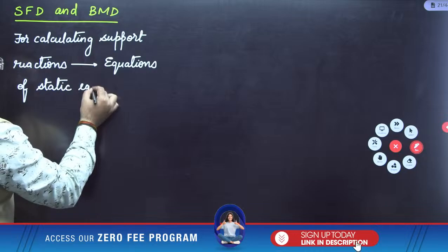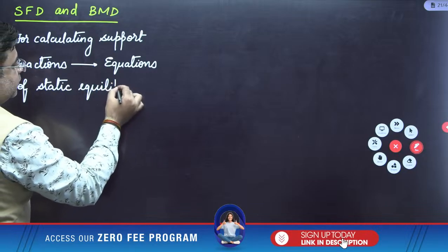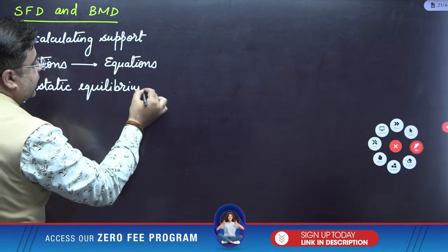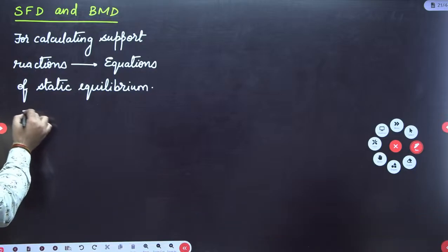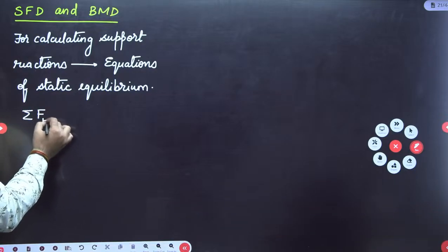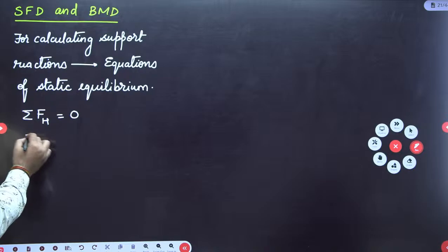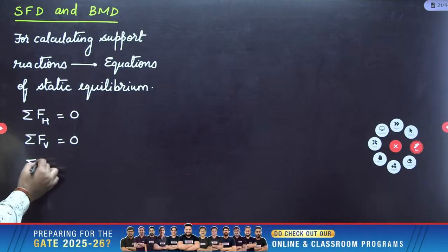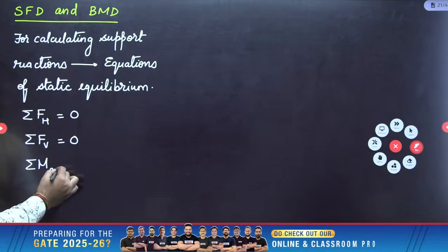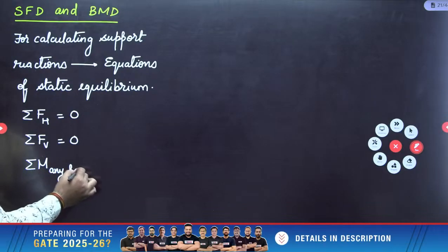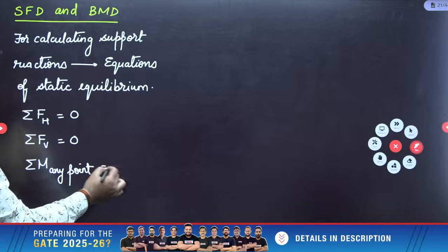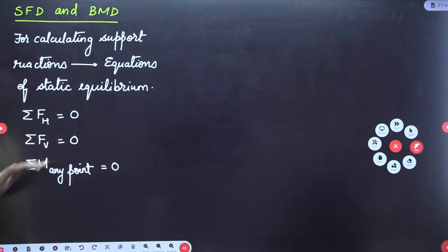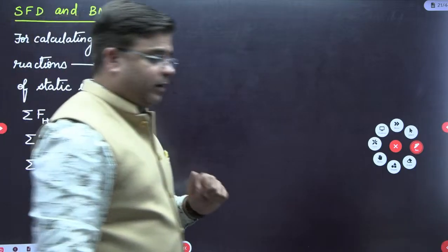The equations of static equilibrium mean summation of horizontal forces equal to 0, summation of vertical forces equal to 0, summation of moment about any point equal to 0. So these are the three basic equations of static equilibrium.